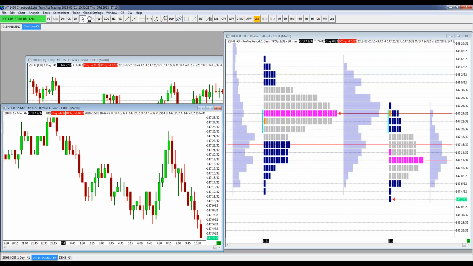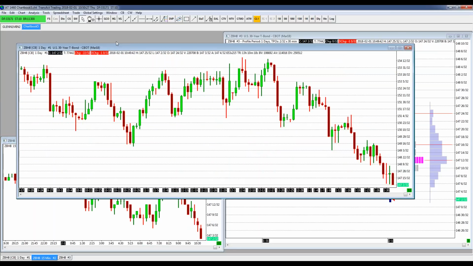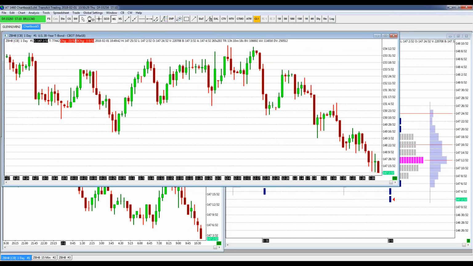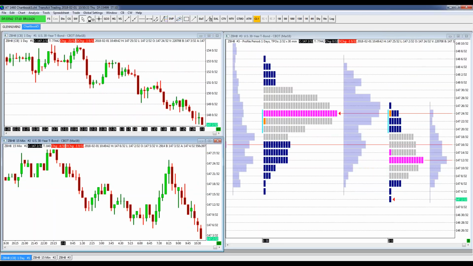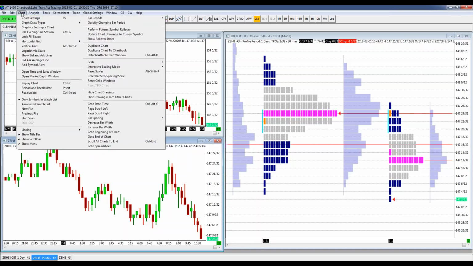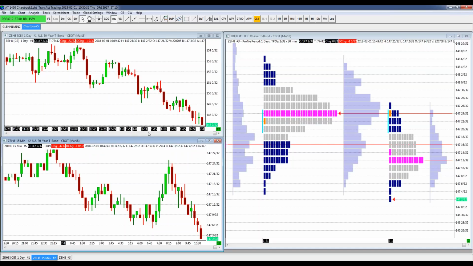And I'm just setting up what we would call a chart book. And in my chart book, I have 3 charts. Keep it simple. 3 basic charts. We have just a daily bar.